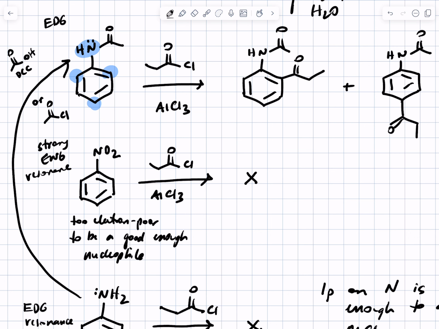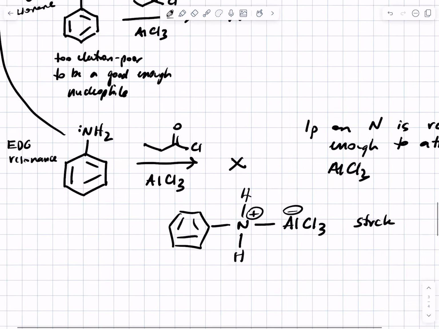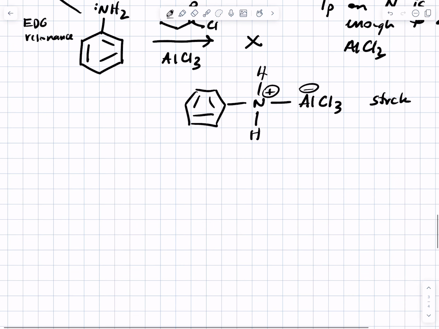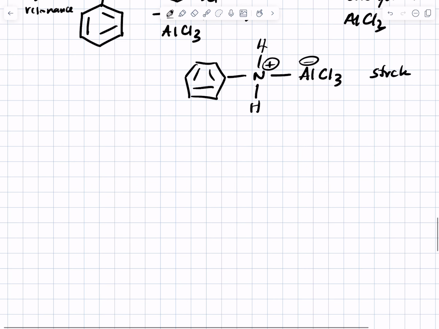We could spend more time practicing, is this an ortho-para director and where is it going to go? But I think that comes pretty easy. What we want to do now is what happens when things are more complicated, and then we want to practice synthesis. So let's look at what happens when you already have two groups on the benzene ring.